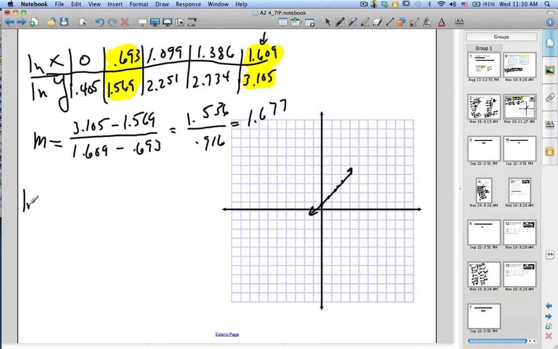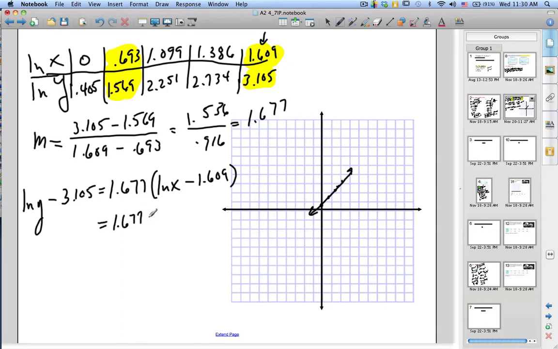So I'm going to have the natural log of y minus my y value, 3.105, is equal to my slope, 1.677, times the natural log of x. Remember, we natural logged both things, minus the x value, which would be 1.609. Okay, I'm going to distribute the 1.677, and I'll get 1.677 times the natural log of x minus 2.698. And the natural log of y minus 3.105 is equal to that.